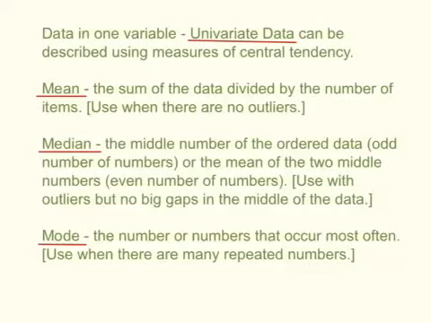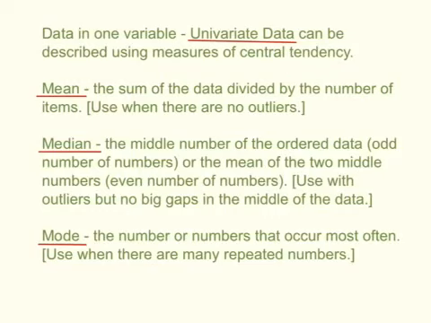We're now going to look at the data and how we can start interpreting the data. Most of the data we'll be talking about will be data in one variable. It's called univariate, one variable. Data can be described using measures of central tendency.